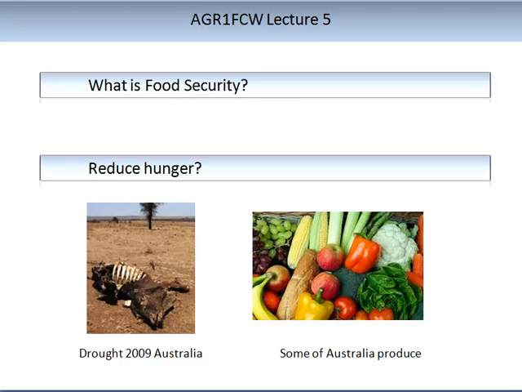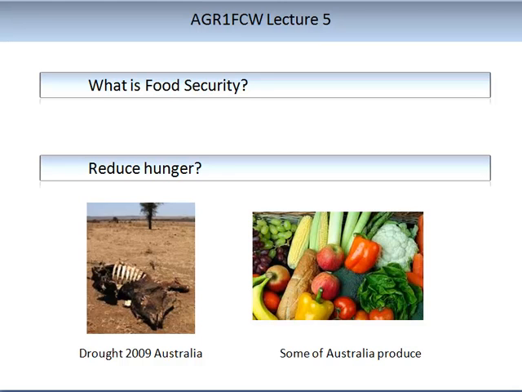In the first part of this lecture, we're going to understand what we mean by food security. When you start to explore this topic, you will realise that defining and answering this question is perhaps not as simple as you first thought. So let's start by the basic concept. Surely food security is all about reducing hunger. Hunger that can occur from natural situations or hunger that can occur from political or governance situations.